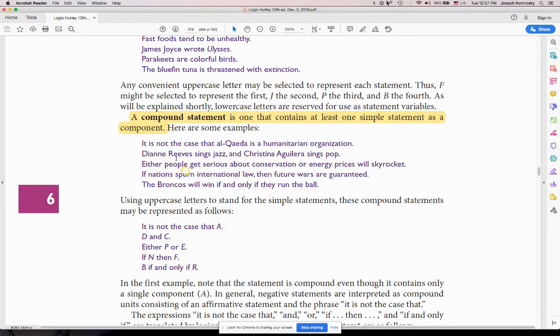How do you want to symbolize that? P. How about this one? Or energy price will skyrocket? E. So either P or E. Either people get serious about it, or energy price will. So we're taking these compound statements, which are sentences. We're looking for key words that separate them, which we're going to find out are called logical operators, and then we're going to substitute a letter for each simple statement.